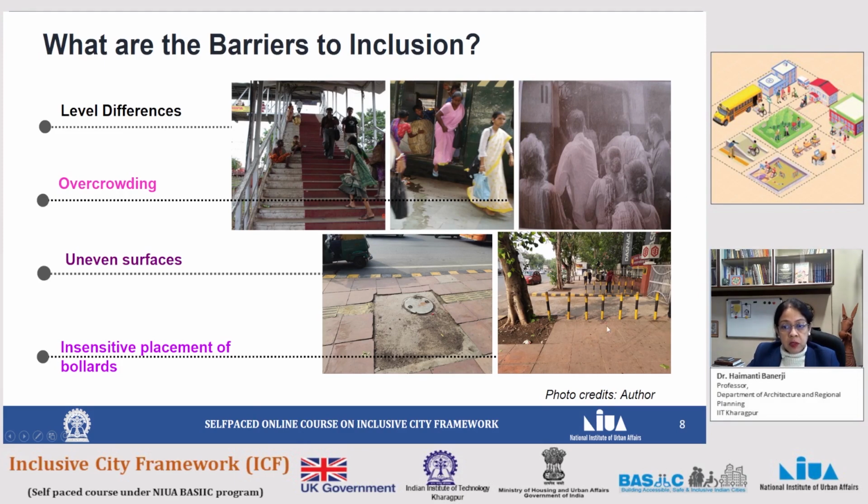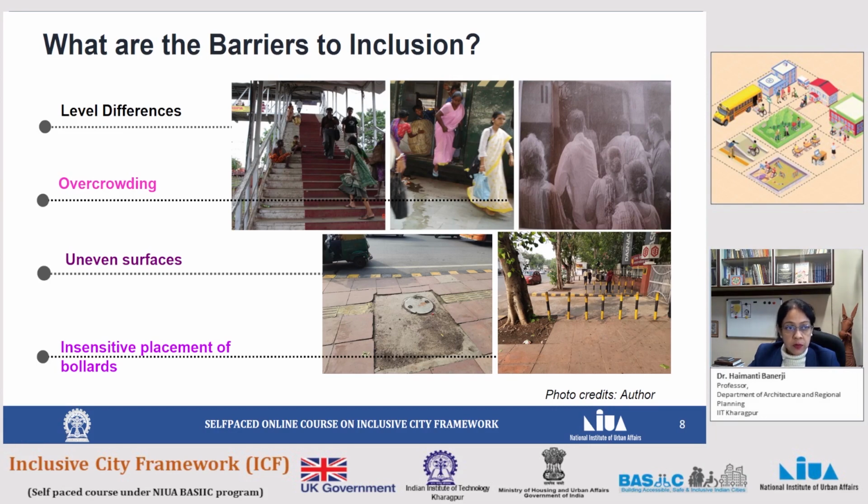Think about this situation where all these bollards are put with a good intention of segregating the vehicular traffic and the pedestrian traffic, but in the process, people who are moving on wheelchairs also cannot enter this pedestrian zone because of the improper spacing of the bollards. So even this is a barrier.